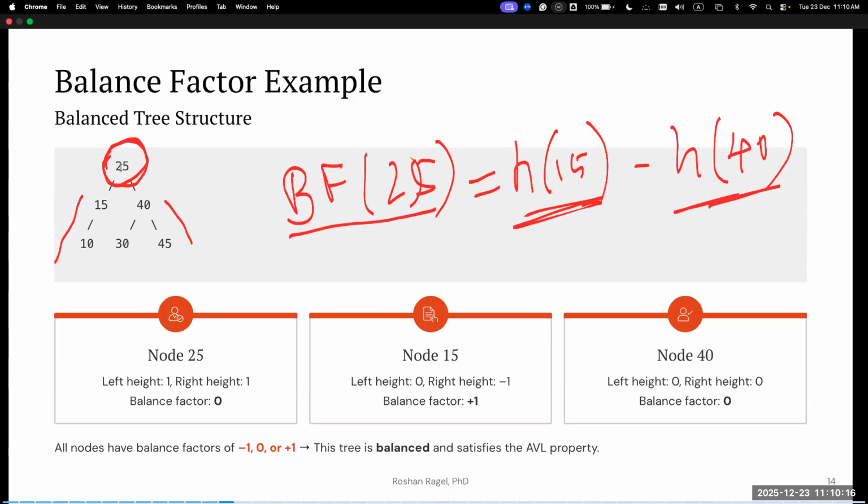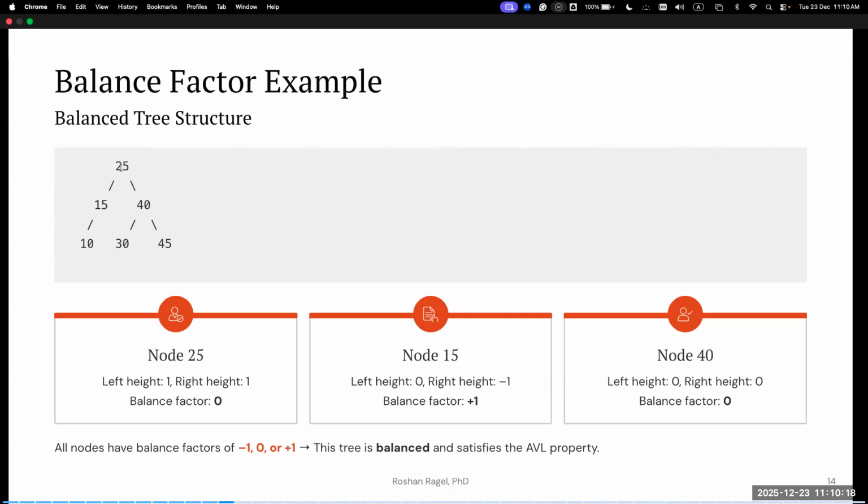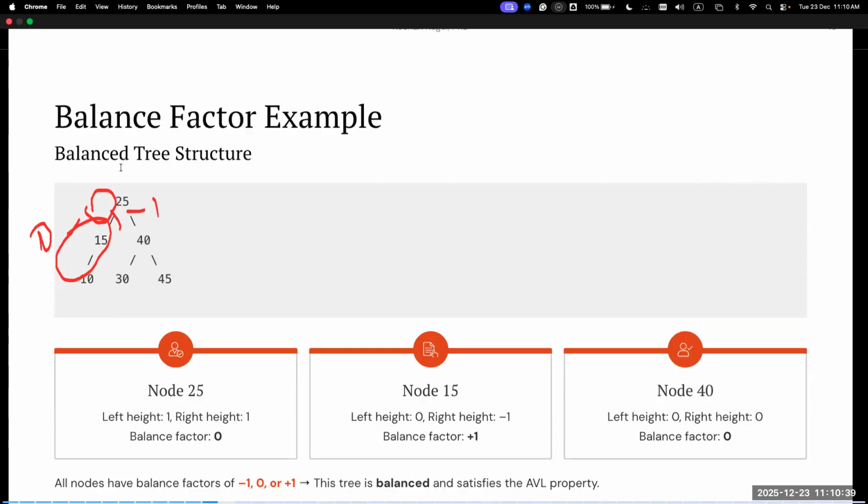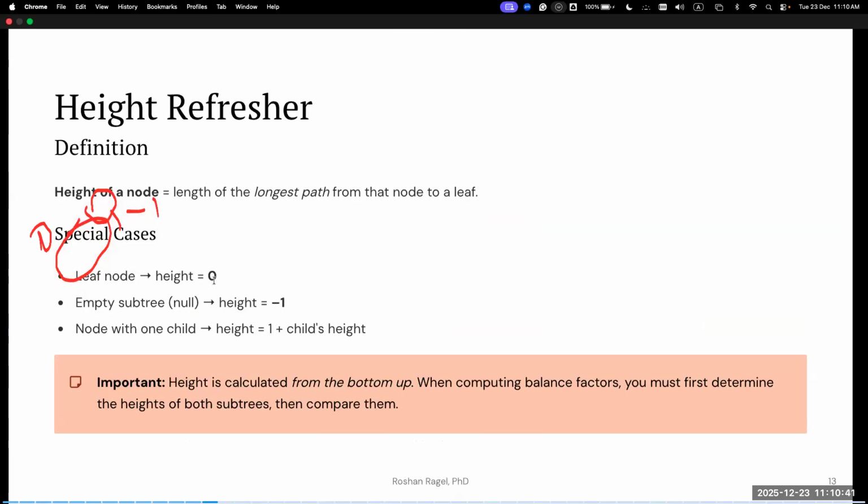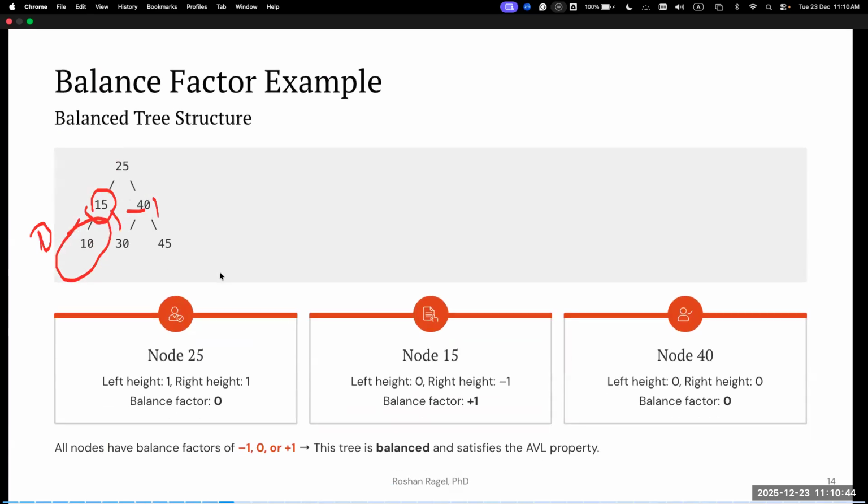So the same applies for 15, right? If you want to find the balance factor of 15, you will find the height of the left subtree, which is just a leaf, so it's 1. A right subtree where there's nothing, so it's -1, right? Sorry, leaf is 0. I don't know what I'm talking about. So leaf is 0. Remember the special case, leaf is 0, which I explained here. Leaf node height is 0, right? So it should be 0 for the leaf, and this side there's nothing, so it's -1.